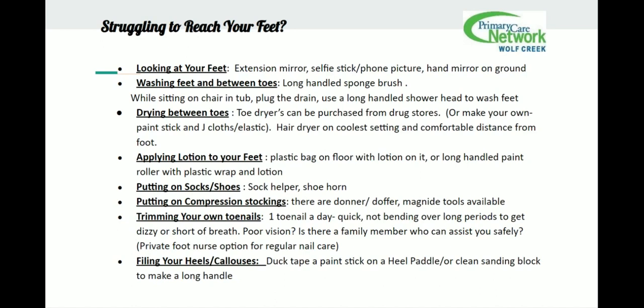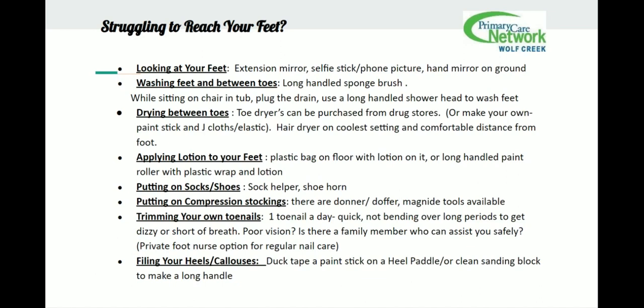Applying lotion to your feet. This is an interesting one. You can use a plastic bag on the floor. You can put lotion on the plastic bag and rub your feet on the bag on the floor. Or you can use a long-handled paint roller with plastic wrap around it and lotion on the end, and change the plastic wrap with lotion every time you use it. A long-handled paintbrush works really well, and it rolls on really nicely.